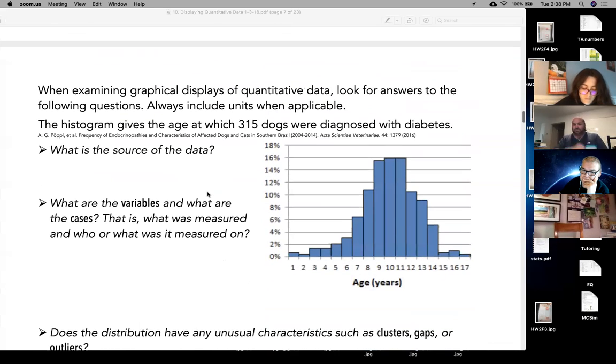All right. So now, when examining graphical displays of quantitative data, we're going to look for answers to the following questions. First of all, always use units when applicable. So the histogram gives the age at which 315 dogs were diagnosed with diabetes. Very sad. Okay, so the first question is, what is the source of the data? Where did this data come from?